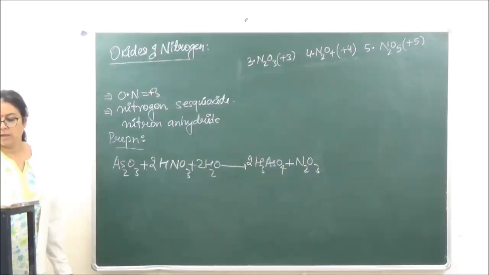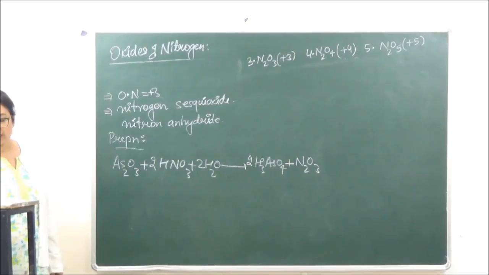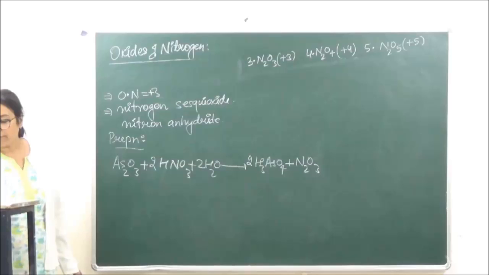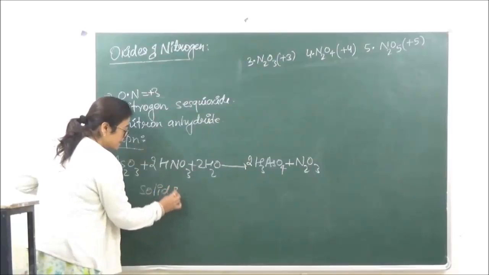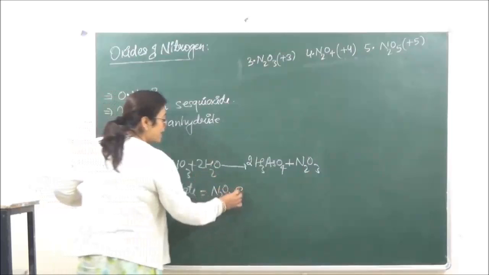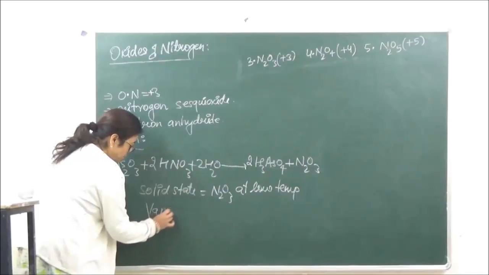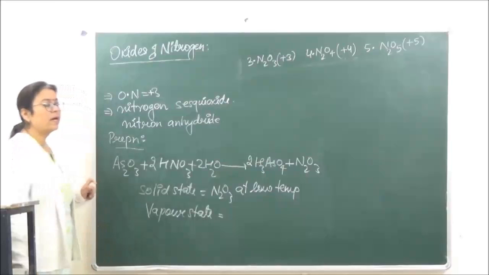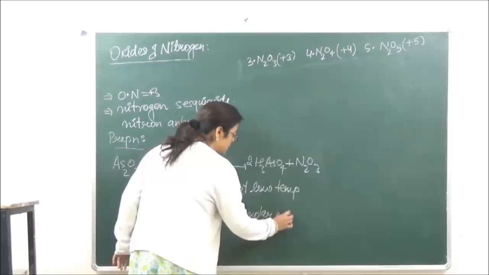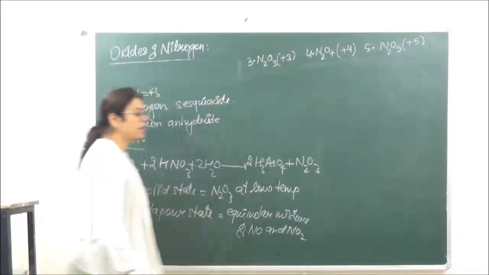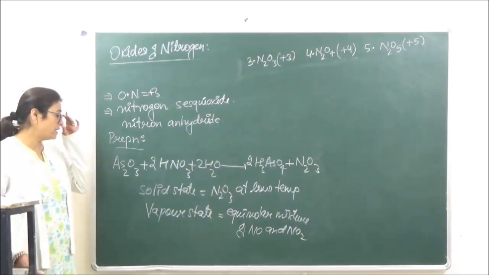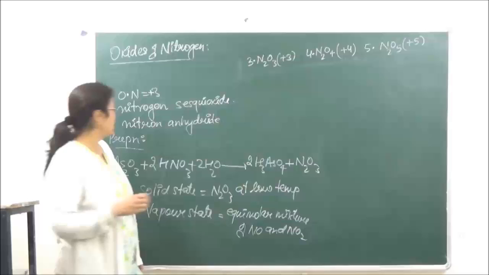Right, now we say that nitrogen trioxide is known in the pure state in the solid form at very low temperature. In the vapor state, so solid state mein, it exists as N2O3 at low temperature, theek hai? But in the vapor state, it is an equimolar mixture of NO and NO2. But in the solid state, it is going to exist as N2O3 at low temperature. Right?